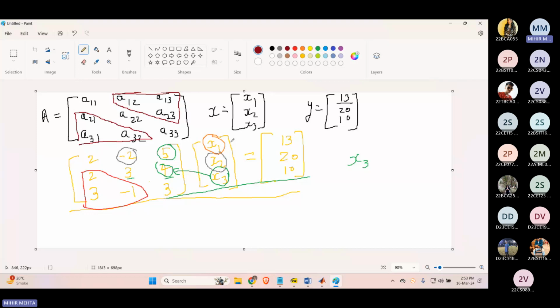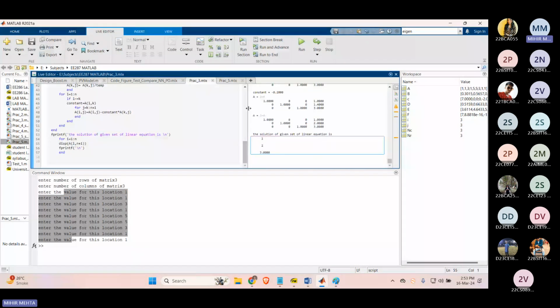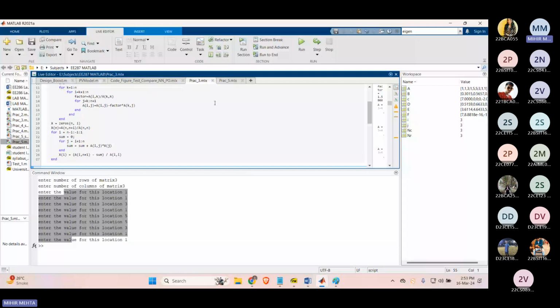Fine. So now let us understand this and see it in my MATLAB program, how we are solving this. First of all, let me start with my Gauss elimination method.